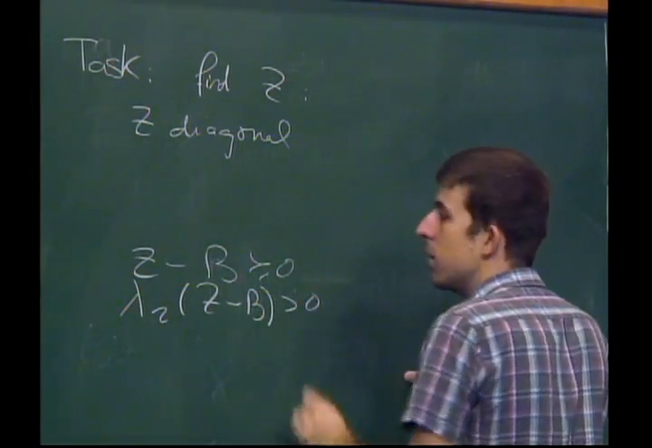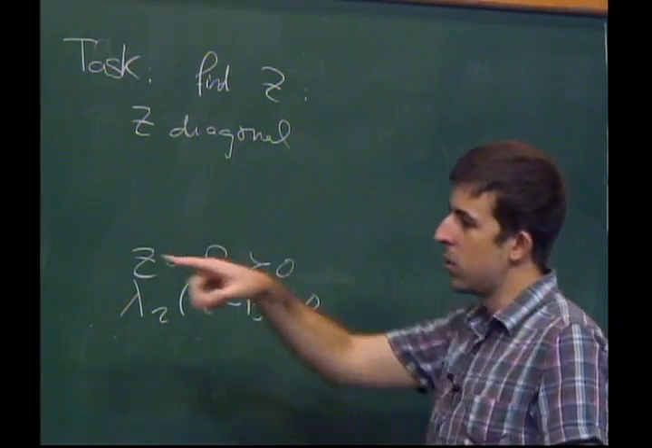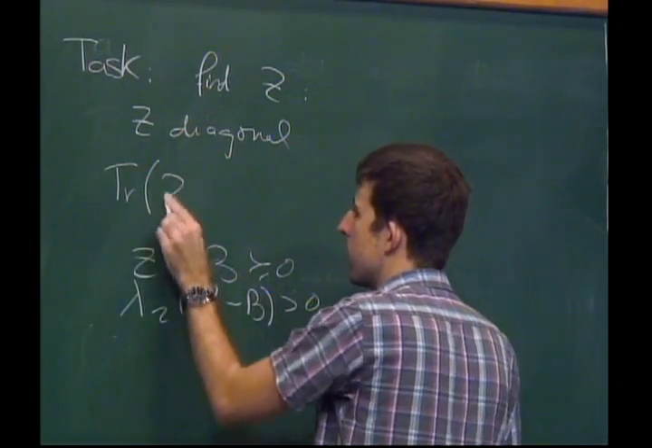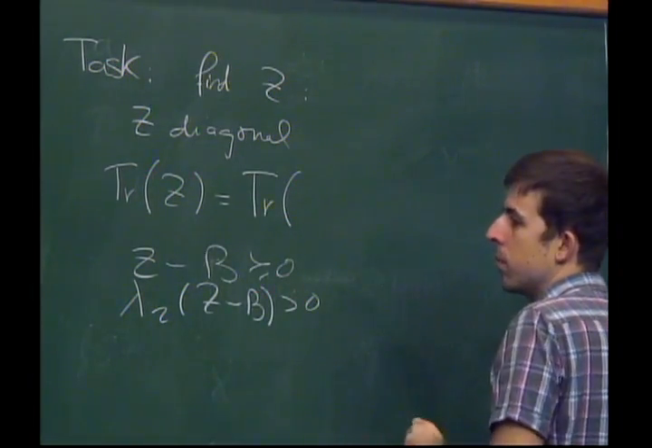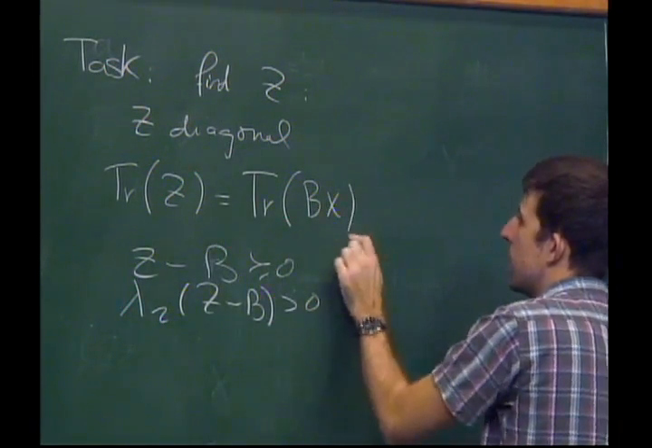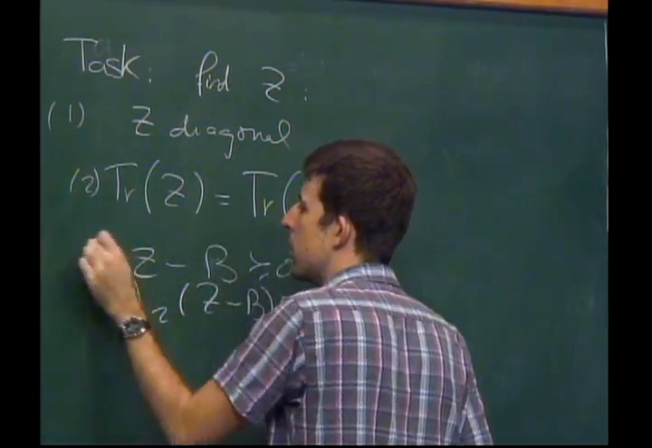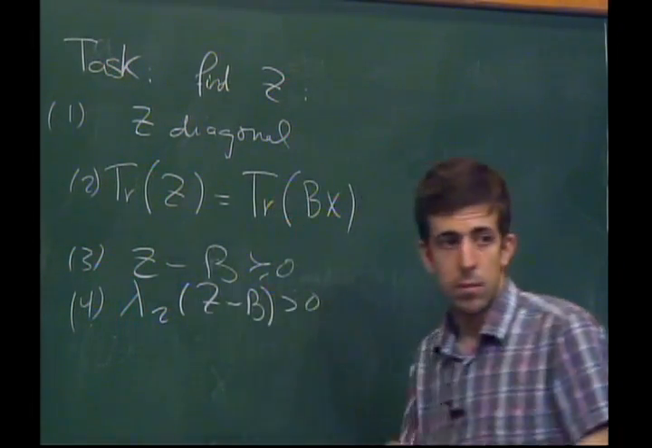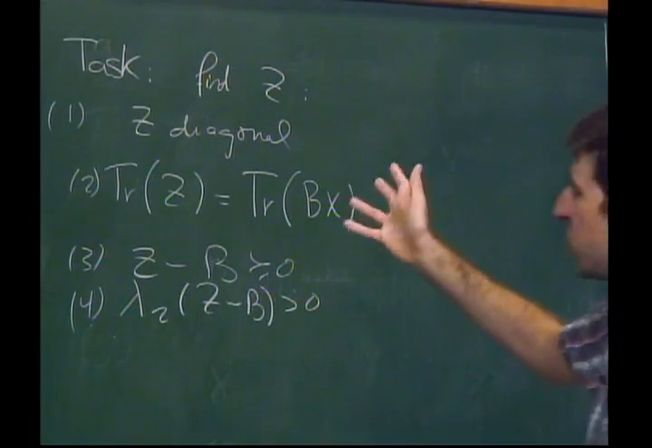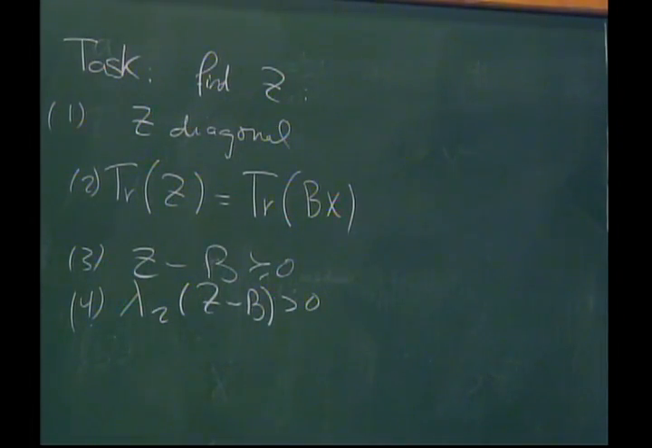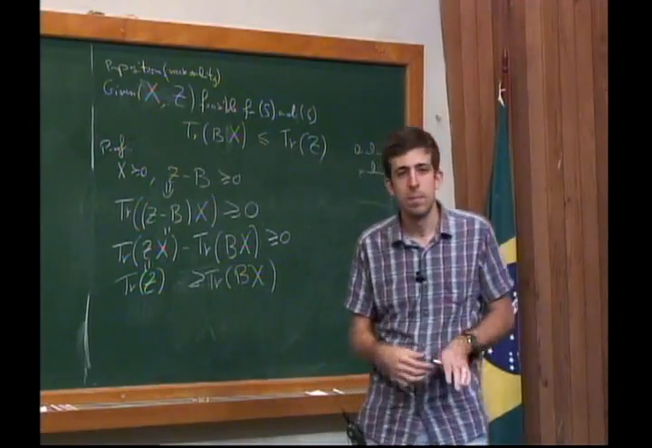Right? Needs to satisfy this. And it needs the trace of Z to be equal to the trace of BX. Okay, so this is all we have to do. Given G and our graph, all we have to do is find Z satisfying all these things. Remember that there was randomness in the graph, so our Z will have to be random too. And this is where the concentration inequality will come into play.